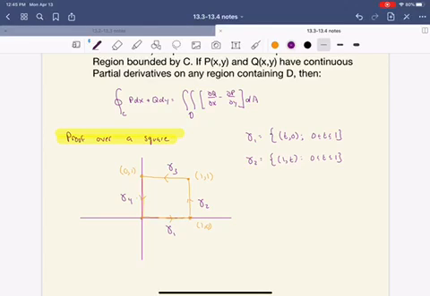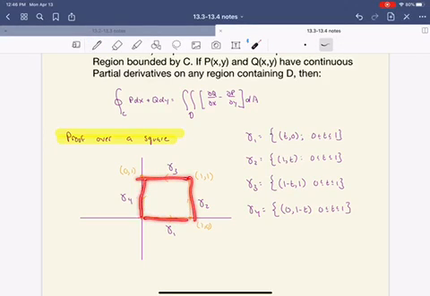So gamma 3: here y is 1, and x is coming back in the other direction. So I'm going to write x is 1 minus t, y is 1, and t still goes from 0 to 1. And then along gamma 4, x is 0, y is 1 minus t, t goes from 0 to 1. So we've just parameterized each piece of this separately.